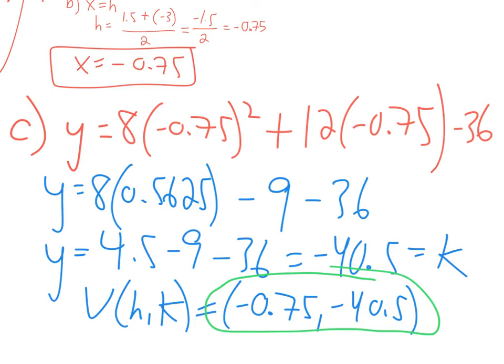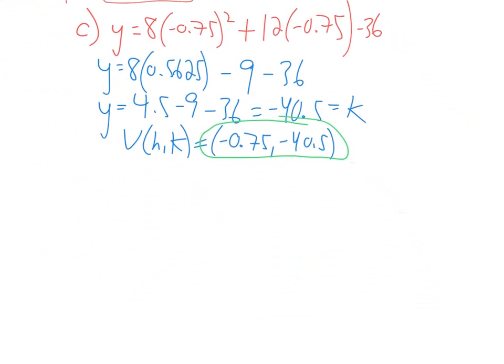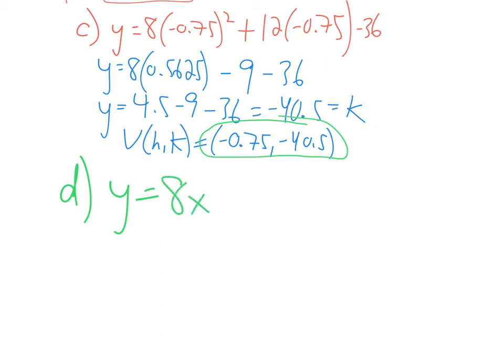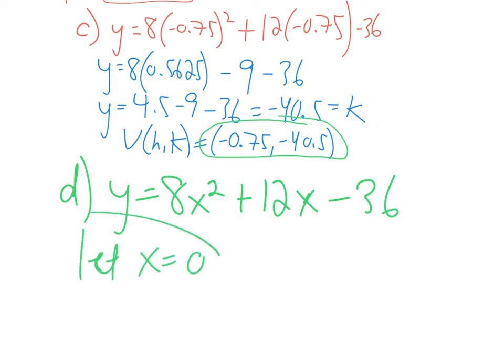Okay, and next, part D, we need to determine the y-intercept. And recall, we were given standard form, 8x squared plus 12x minus 36. So there's two ways that we can get the y-intercept. We can let x equal 0. We could sub x equals 0 into the equation and solve for y.